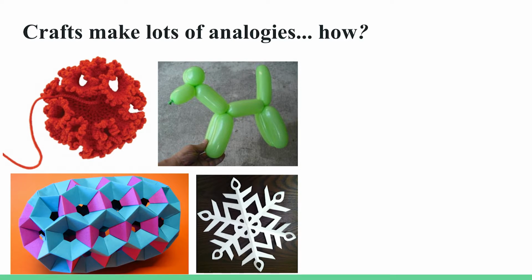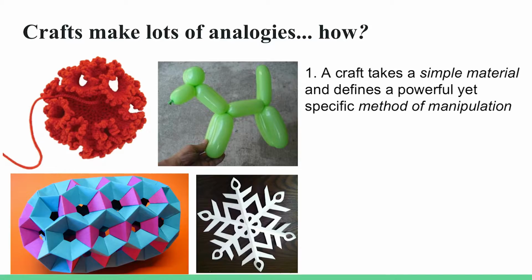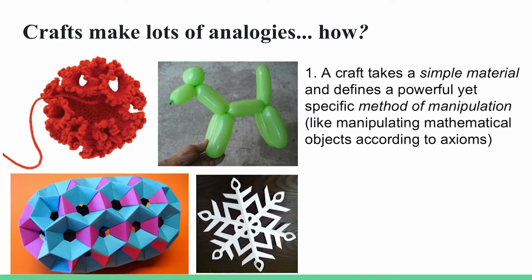Crafts make a lot of analogies. It's almost suspicious. It's not completely crazy, but I think this requires a bit of explanation. There's lots of great analogies that you get from different crafts. As I see it, a craft takes a simple material, like a string, paper, etc., and it defines a method of manipulation. It's like you're not allowed to cut the paper, or you are allowed to fold the paper. It defines rules. And it seems to me that that's a bit like manipulating mathematical objects according to axioms.